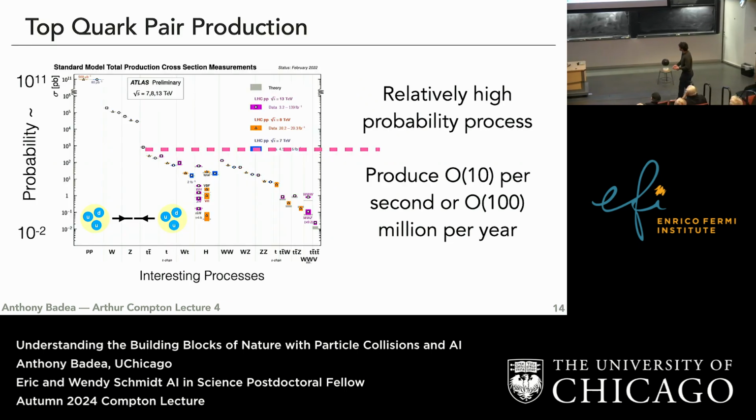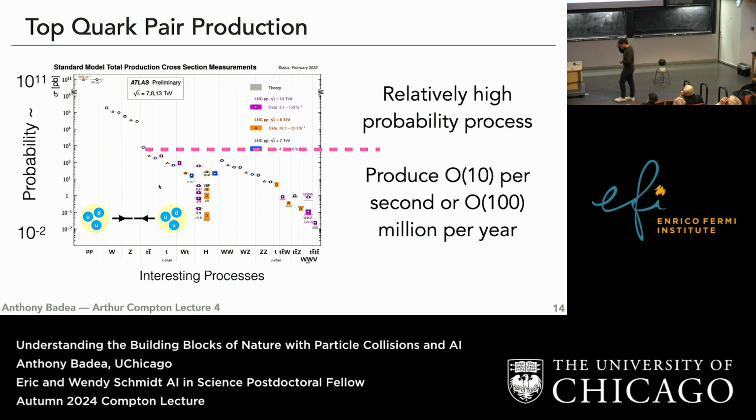So the first thing I want to do was actually show you a familiar plot. So again, this is my favorite plot. This is, again, the interesting processes along this axis, the probability to make them along this axis. This is just for proton-proton collisions. And the process that we're talking about is this one right here. So producing a pair of the heaviest quarks. And you see, compared to the rest of these, a relatively high probability process.